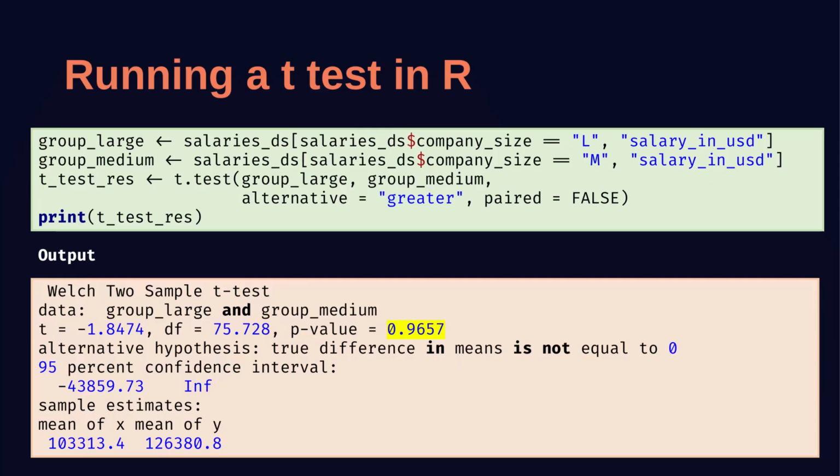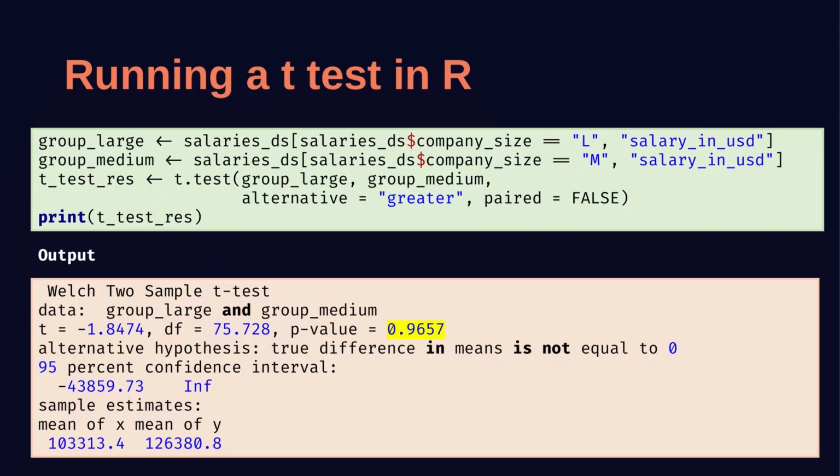Running a t-test is easy in R. First, we split our dataset into 2 groups based on the company size, keeping only the salary columns. We then use the t-test function to compare the average salaries. We set paired equals to false because the 2 groups are independent. They are different people in different companies. We also set alternative equals to greater to perform a one-tailed test, where we're specifically testing if salaries in large companies are greater than salaries in medium-sized ones.